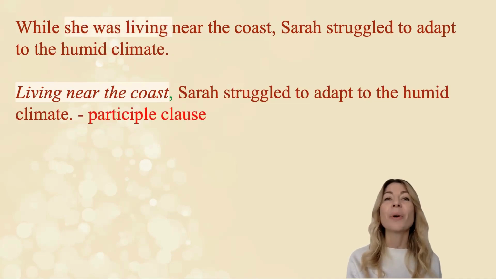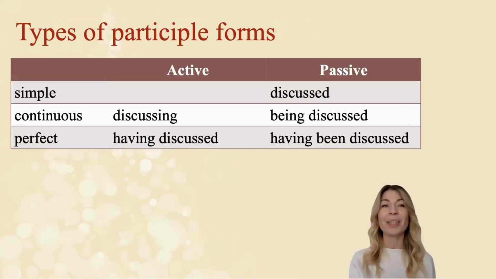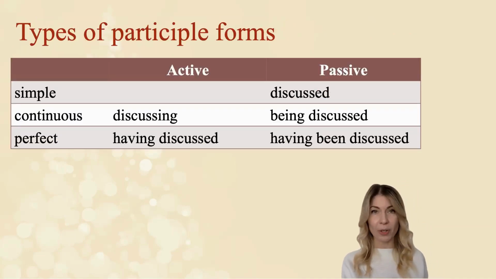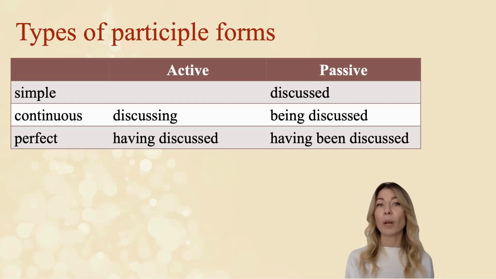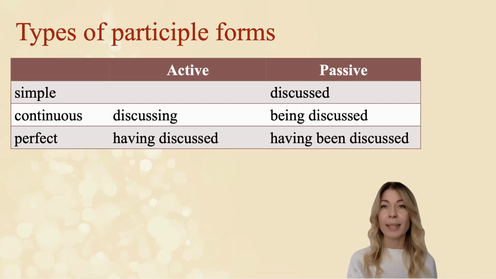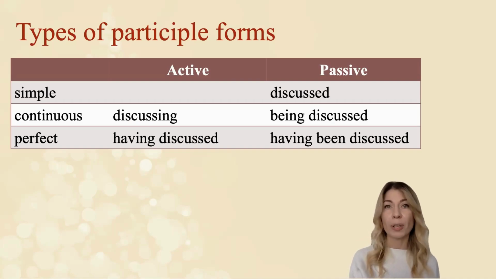Okay, so let me explain when and what participle forms exist. You know, I love tables, and here is the table with active and passive participle forms. As you can see, there are two active forms and three passive ones. And now I'm going to show you step by step when we use those and how we can substitute some structures, some sentences, with participle forms.